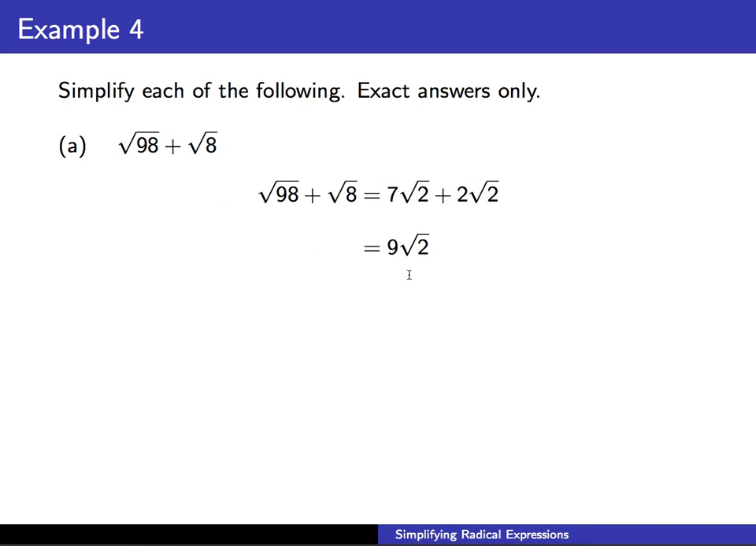So the square root of 98 plus the square root of 8 is 9 times the square root of 2. Now, we can check our answer by typing in the square root of 98 plus the square root of 8 in our calculator and then seeing if it gives us the exact same decimal expression as 9 times the square root of 2. If it does, then we've got the answer right.